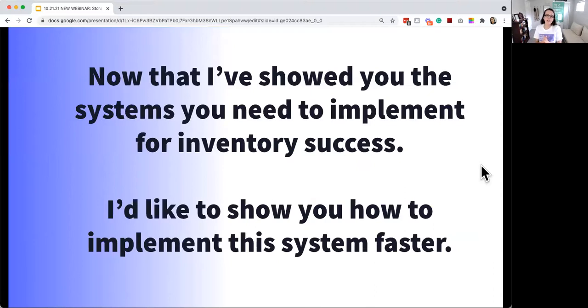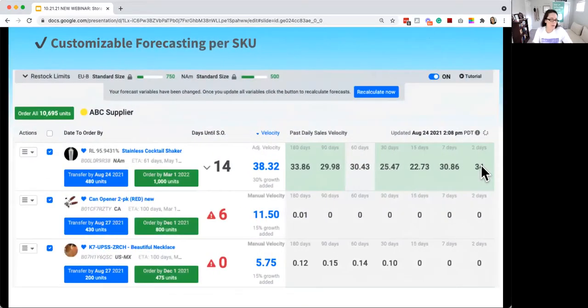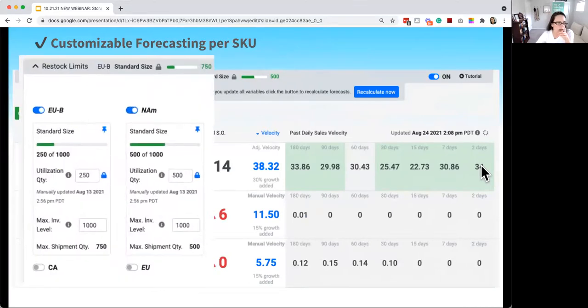But I'd like to show you some of the systems that you can put in place to improve and start implementing some of these inventory things as quickly as possible. I know that some of you are SoStock users. Maybe some of these features you are familiar with. Other people are not SoStock users, but maybe might be interested. So, customizable forecast per SKU: you need to be able to forecast per SKU. We offer forecasting per SKU, which includes using restock limits. There was an anonymous question about restock limits. Factoring your restock limits into your forecasting.